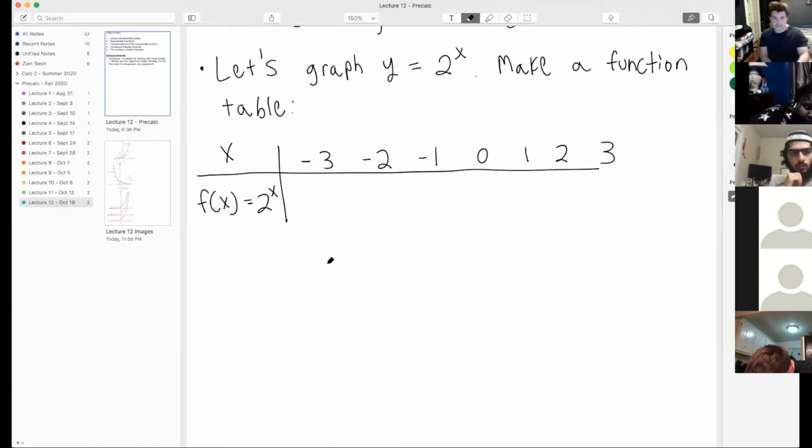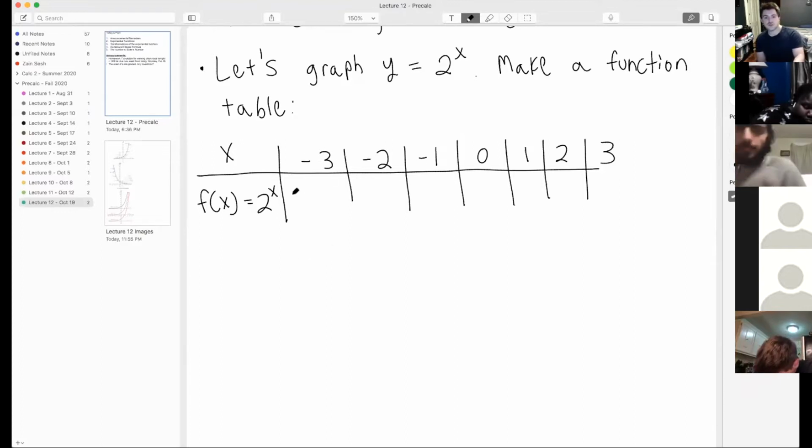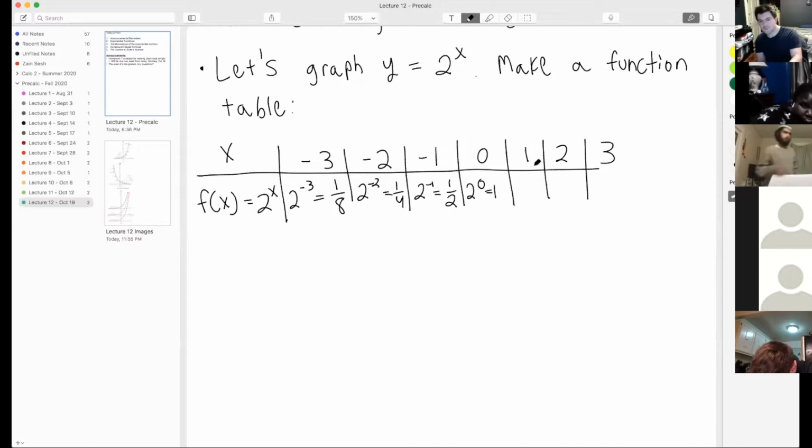Let me plug these numbers in the top row, the x values, into the function 2 to the x. So 2 to the -3 will be 1/8. 2 to the -2 will be 1/4. 2 to the -1 will be 1/2. 2 to the 0 is 1. Now we're moving into the positive x values. We'll do 2 to the first power, which is 2, 2 to the second power, which is 4, and 2 to the third power, which is 8.